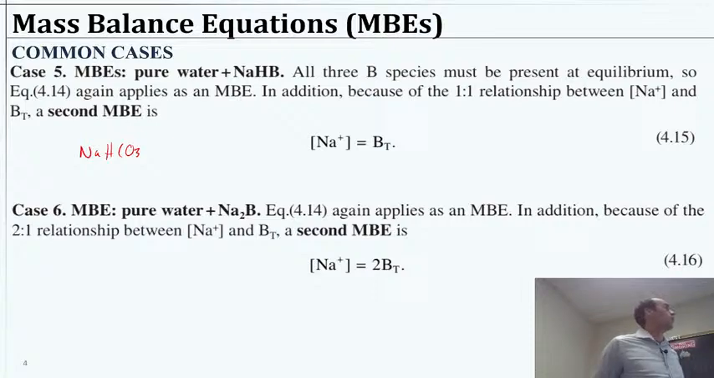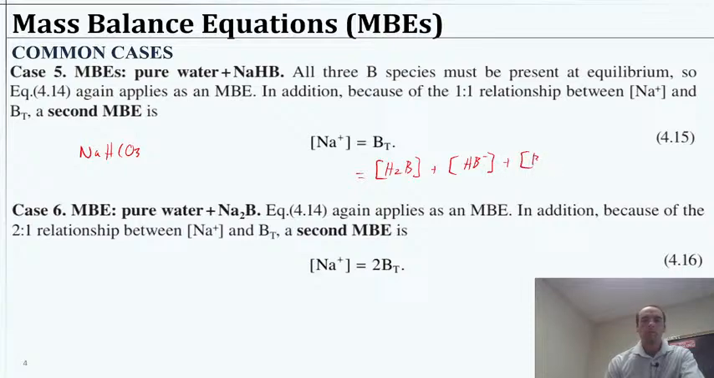Because for every mole of NaHB we add, we get 1 mole of sodium and we get 1 mole of B, even if B disproportionates or fractionates or whatever. So we could also say, in this scenario, sodium would also be equal to exactly what we were just writing, H2B plus HB minus plus B2 minus.